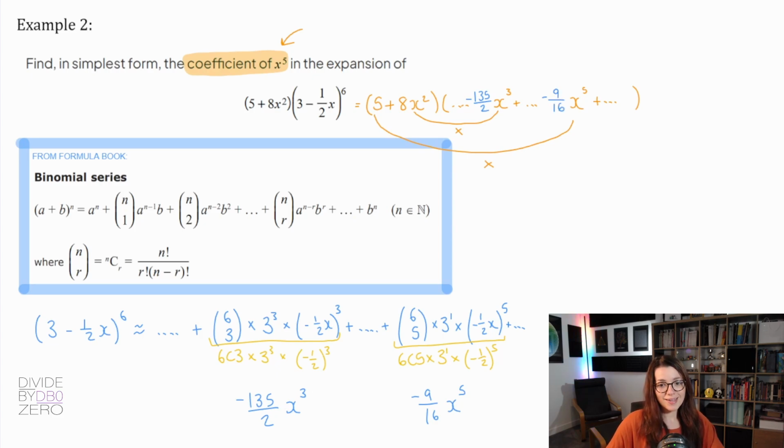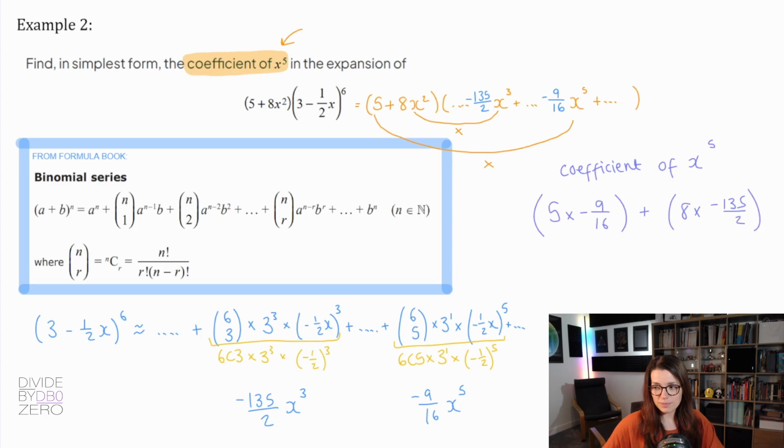Now we can go back and answer the question, what would be the coefficient of x to the power of 5 in that overall expansion with the 5 plus 8x squared? It would be 5 times minus 9 over 16 plus 8 times minus 135 over 2. Type that into your calculator and you get minus 8685 over 16 for your final answer.